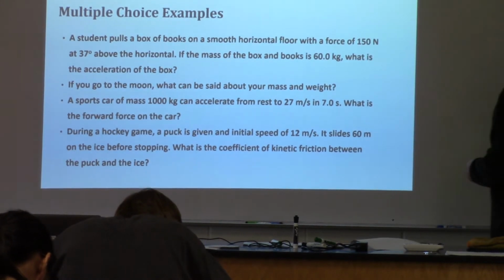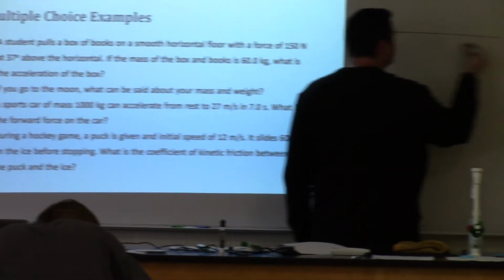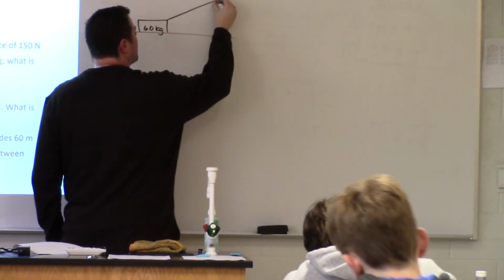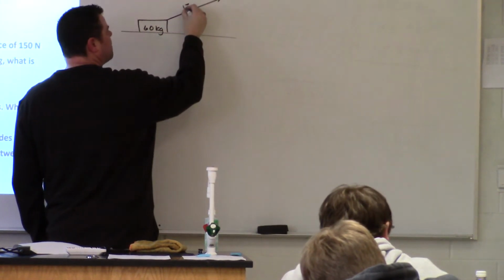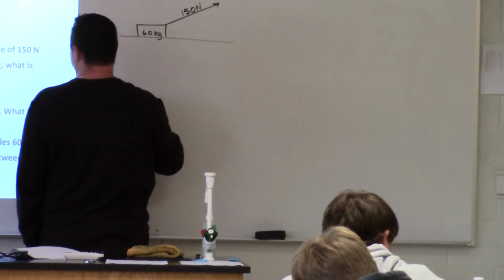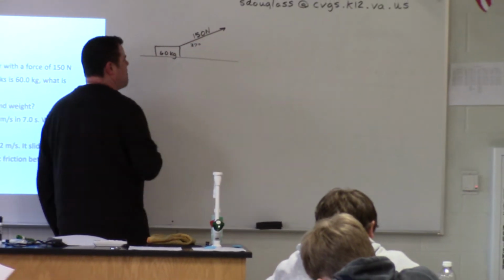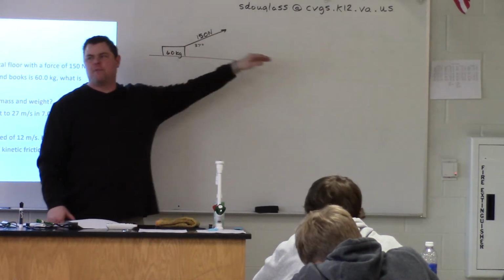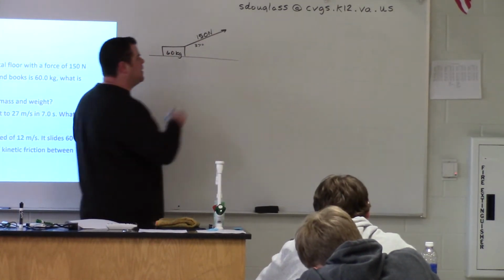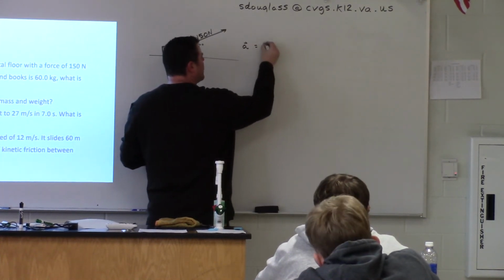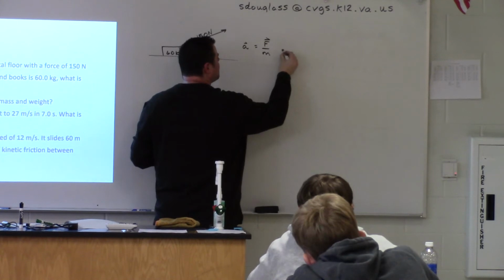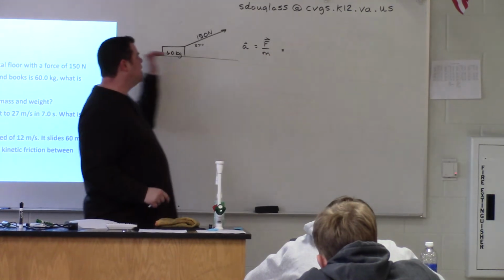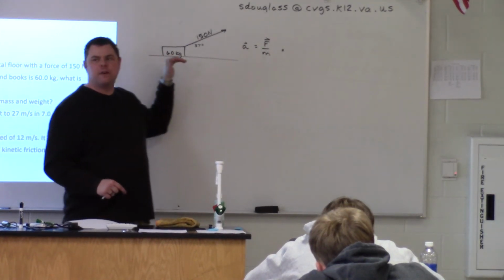So for the first one, 60 kilograms as the mass. You're pulling with a force of 150 newtons at an angle of 37 degrees. This box of books is accelerating to the right. So in order for us to find the acceleration, you have to find the net force divided by the mass. To find the net force, you think about the direction of the acceleration. If it's accelerating to the right, how are we going to find the force to the right?